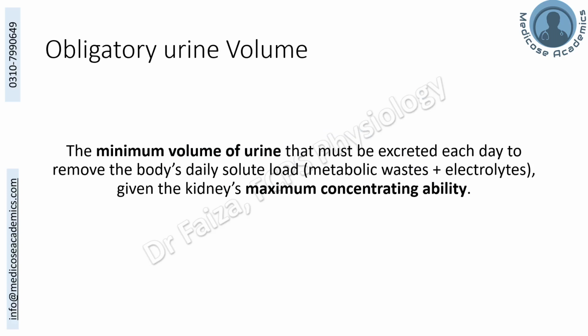The obligatory urine volume concept is the minimum volume of urine that must be excreted each day to remove the body's daily solute load, including the metabolic waste and electrolytes, and this is dependent upon the kidney's maximum concentrating ability. For example, a person is very much dehydrated, but still needs to excrete the metabolic waste products by producing a minimum volume of urine, so that the maximum water can be retained by excreting the maximum salt load and waste load. So this is called the obligatory urine volume, and this is dependent upon the kidney's concentrating ability.